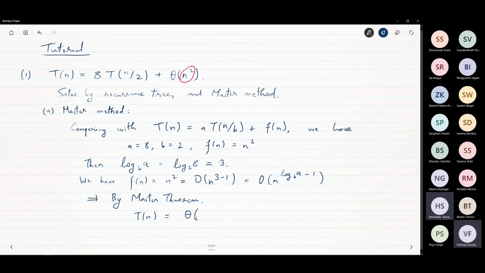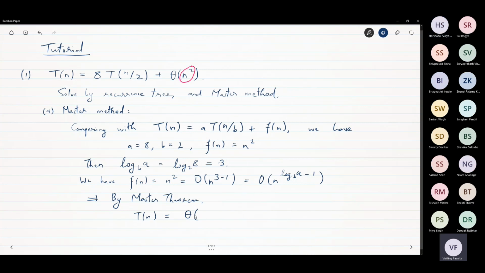Harshada, listen, look at the statement of the theorem and tell me. Look and tell. T of n is what? T of n equals theta of n log a to the base b. It is not n into log, it is n raised to the power log. Is this understood by everyone? Not n into log, it is n raised to log. Come on man.